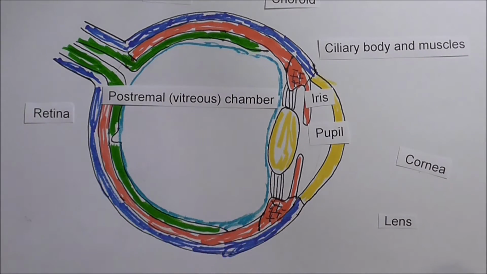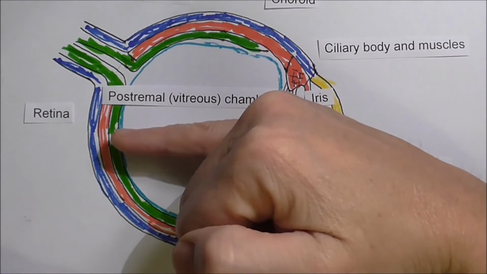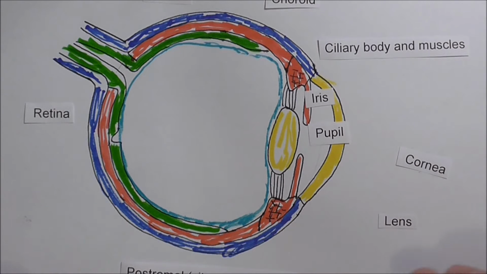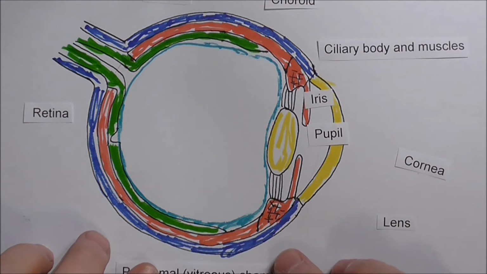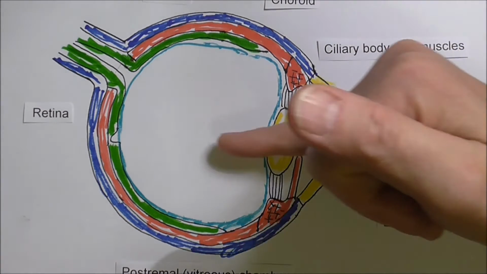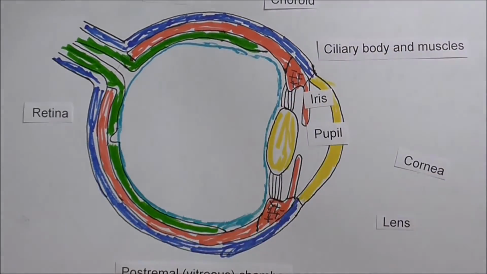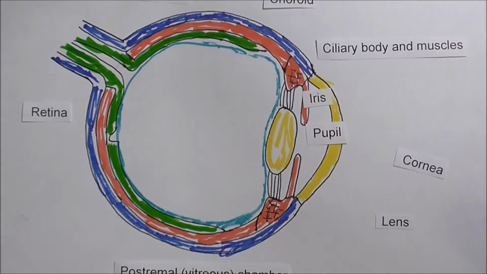Sometimes called the postremal area is the vitreous. And this is gelatinous type material. And this gelatinous type material forms when you're a fetus and you keep it all your life. But again, because it's the retina at the back that is the photosensitive area, and the light's got to go through, then the vitreous has to be, again, transparent to let the light through to the retina.